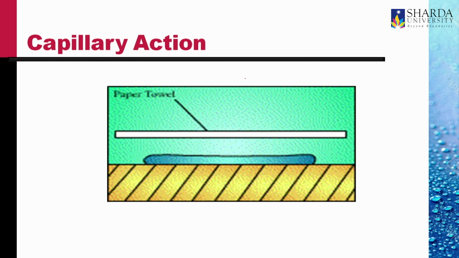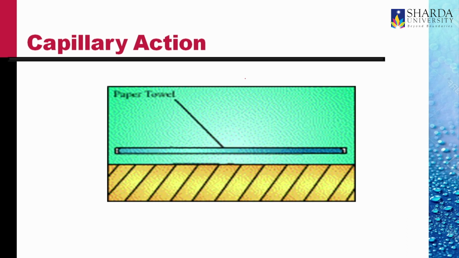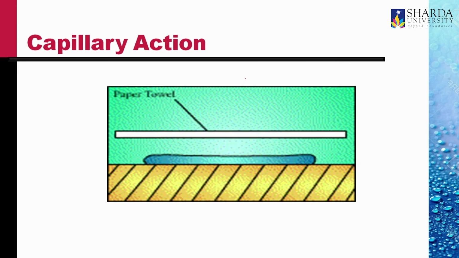Another consequence of surface tension is capillary action. Here you see a droplet of water on a table top, and if a paper towel is brought in contact with it, the water is soaked up by the paper towel. What pulls up this water? It is the force of surface tension.